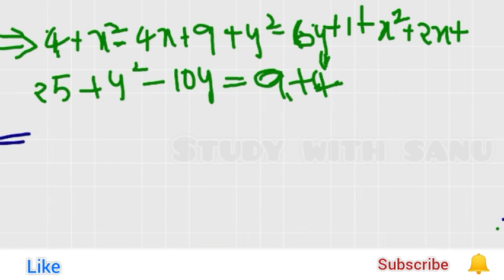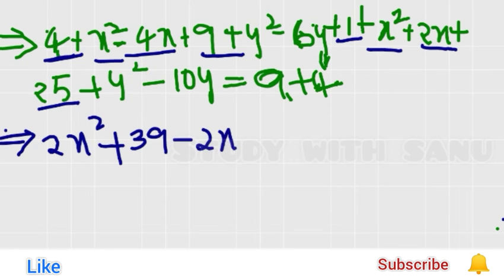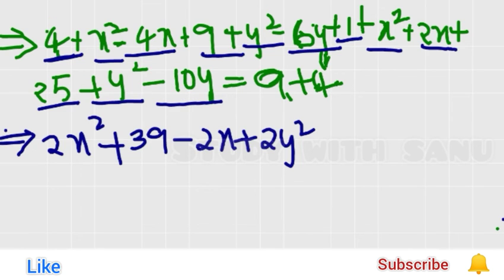That implies x square plus x square is equals to 2x square. What are the constants here? 4, 1, 9, 25 is equals to plus 39. Minus 4x and plus 2x is equals to minus 2x. y square plus y square is equals to plus 2y square, and minus 6y plus minus 10y, here we have both sides minus, so minus into minus is plus, so let us add it. So minus 16y is equals to 9 plus 4 is equals to 13.